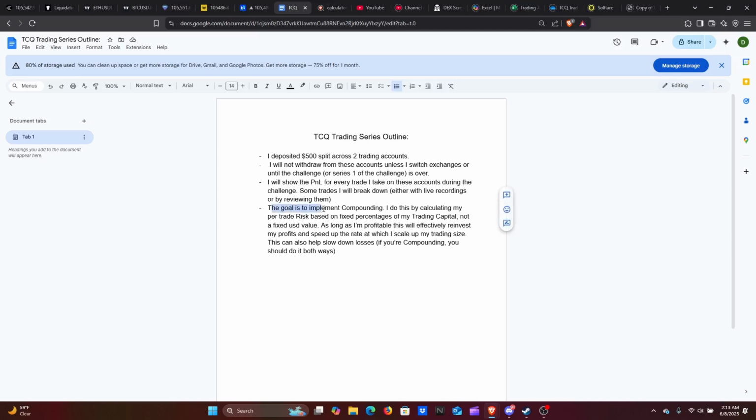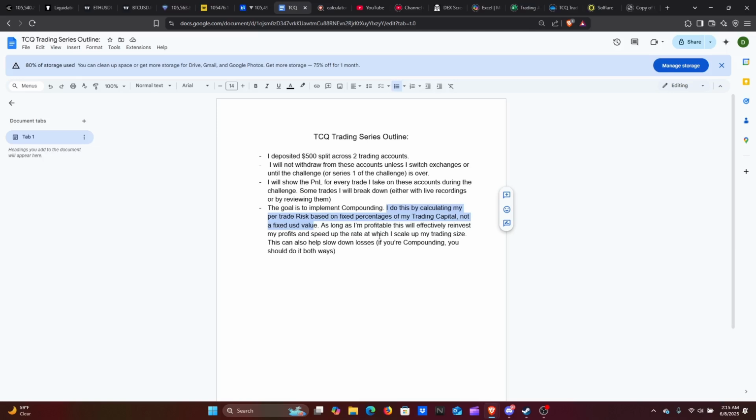And finally, the goal of this challenge is to implement compounding, which if you don't know what that is, I will do a quick breakdown here, but I think I want to make a separate video where I go more in depth into compounding and show some examples. Basically, I do this by calculating my per trade risk based on fixed percentages of my trading capital rather than using a fixed USD value for my risk. For me, I usually risk 3% or lower per trade. It's typically more in the range of 0.5% to 2%, but I would say for most trades, I take a 1% risk.